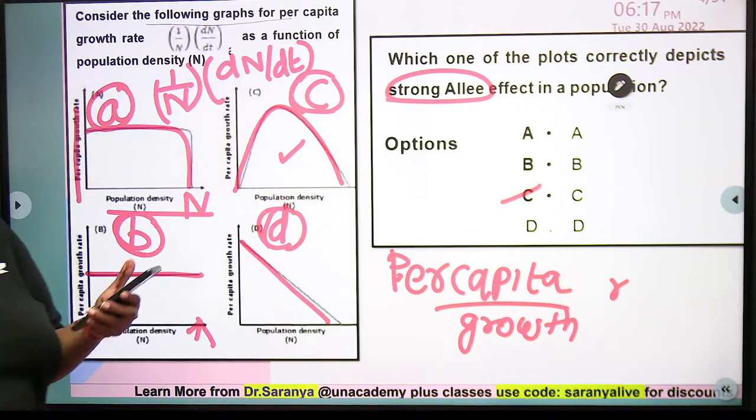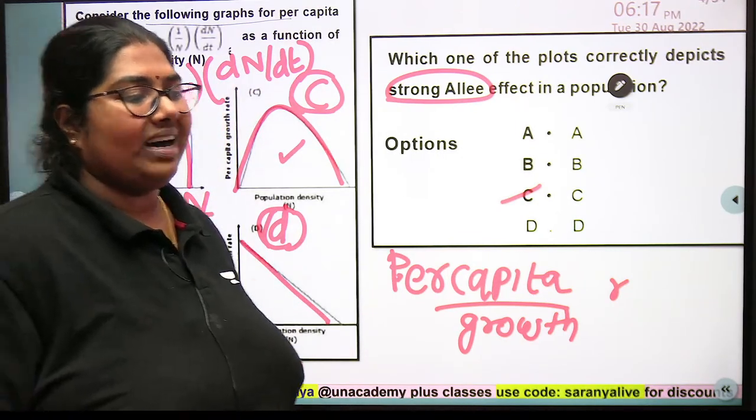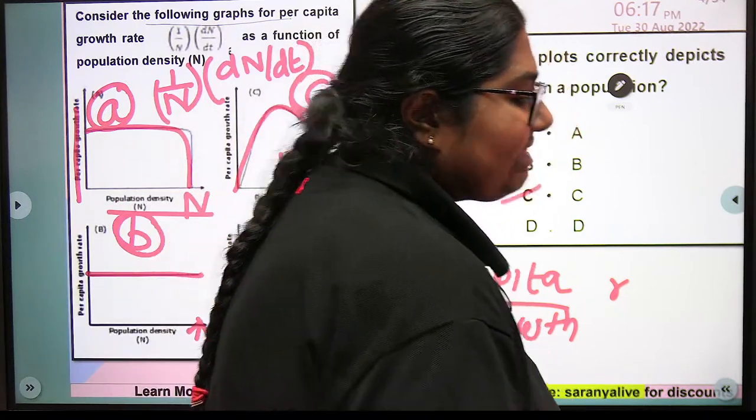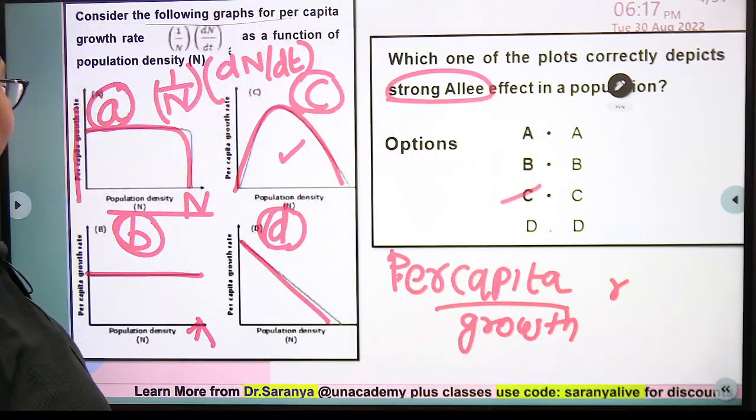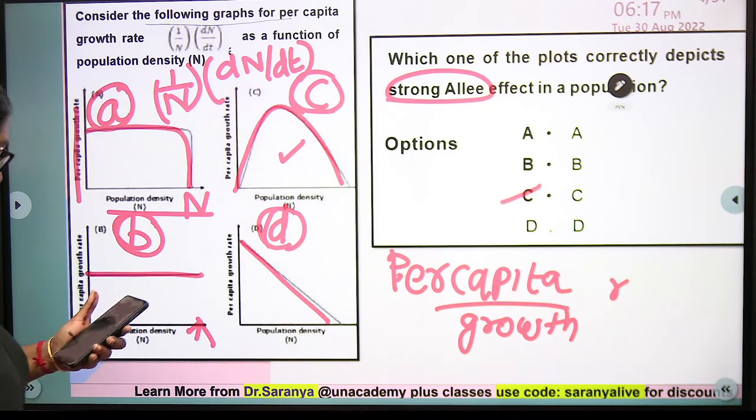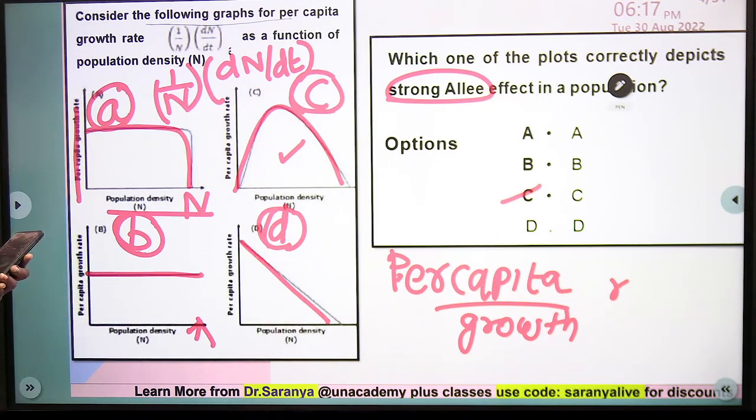Yes, strong allele should be your C. C is the correct answer for this question. It is going to be the strong allele. Okay, so don't worry. Yes, Sheba, Rumi, correct everybody.